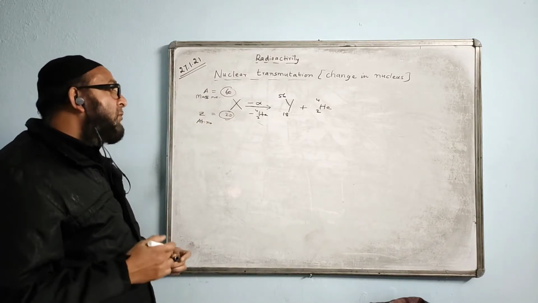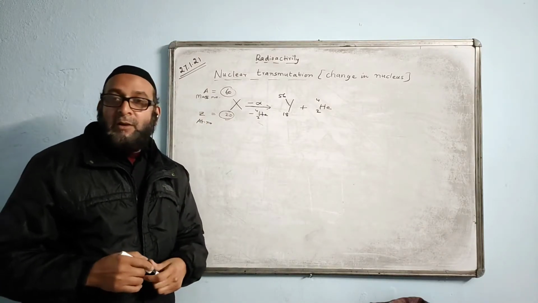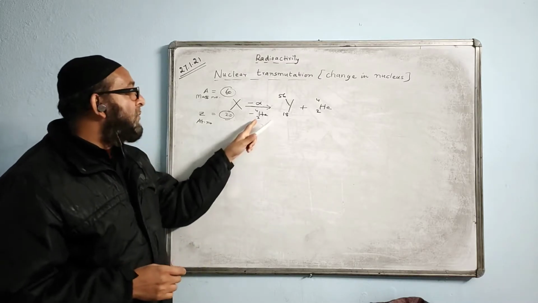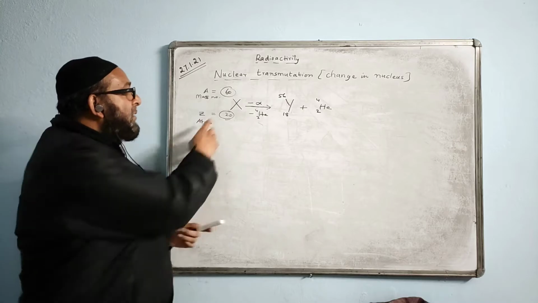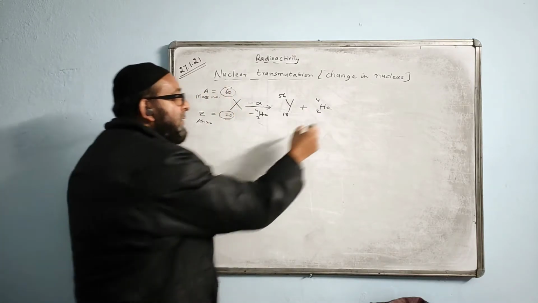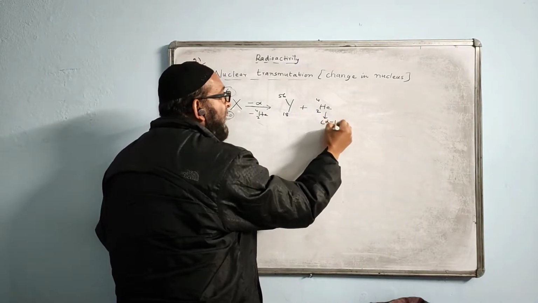So this is what will happen when a nucleus emits an alpha particle. When an alpha particle is emitted, automatically 2 and 4 will decrease. This will decrease by 2, this will decrease by 4. This is the meaning of alpha particle.